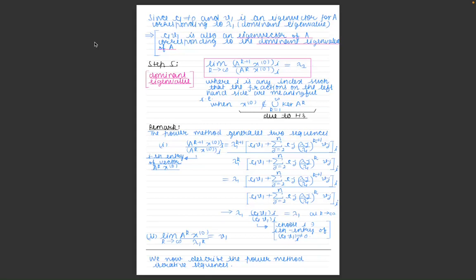And this is possible when the denominator is non-zero, and that is when x naught does not belong to the union of kernel Ak, right? And this is where the third hypothesis comes into the picture. And this holds due to H3. So when you find this limit, it will be lambda 1.